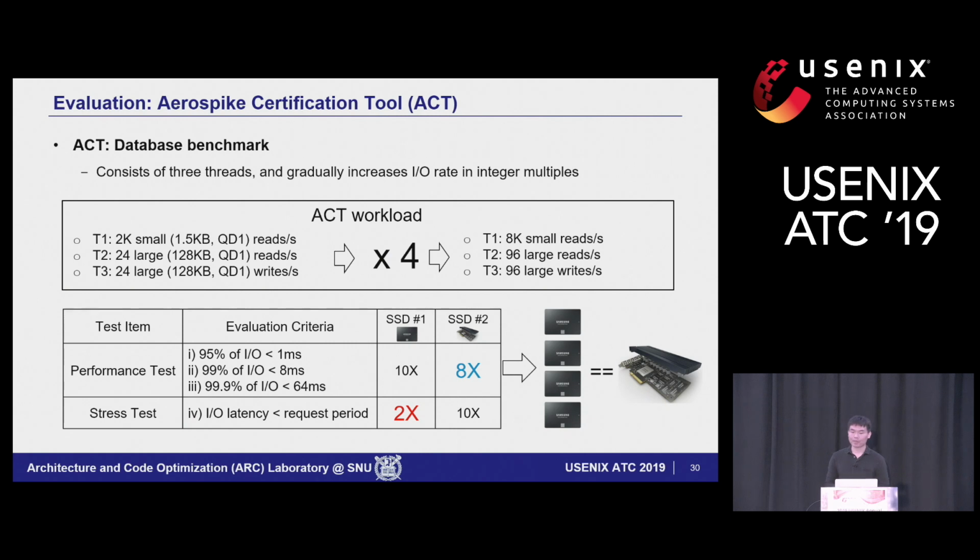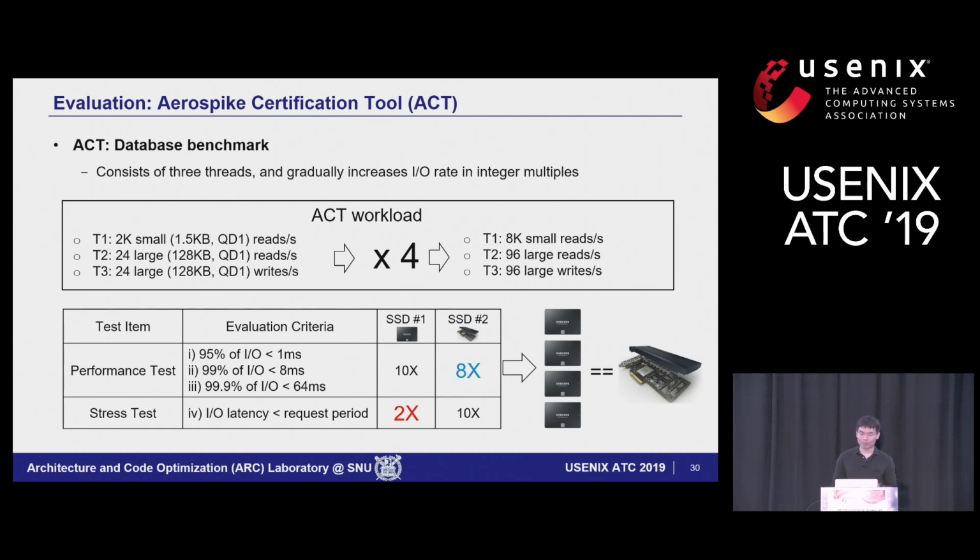For database benchmark, we use Aerospike certification tool called ACT. As shown in the above table, ACT consists of 3 threads. Each thread generates its own request according to predefined rate. ACT has 2 evaluation criteria, performance test and stress test.